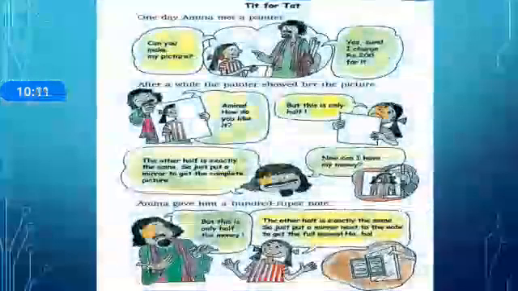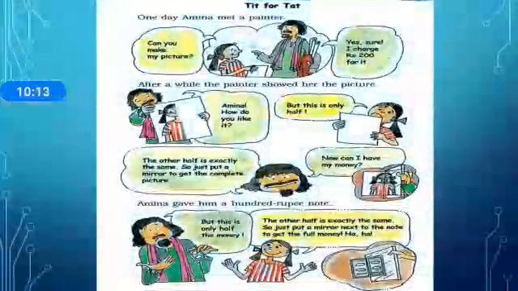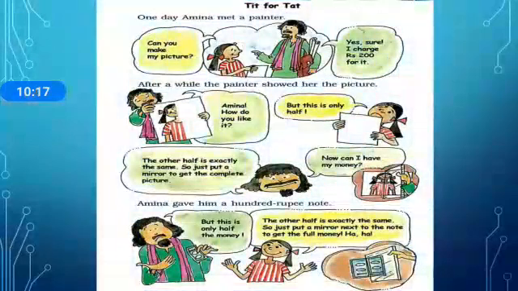Now it's story time. So the story's name is Tit for Tat. One day Amina met a painter. She said, "Can you make my picture?" So the painter said, "Yes, sure. I'll charge rupees 200 for it." After a while, the painter showed her the picture. He said, "Amina, how do you like it?"